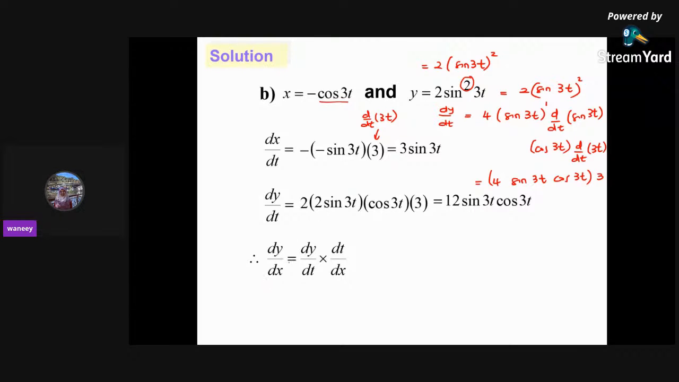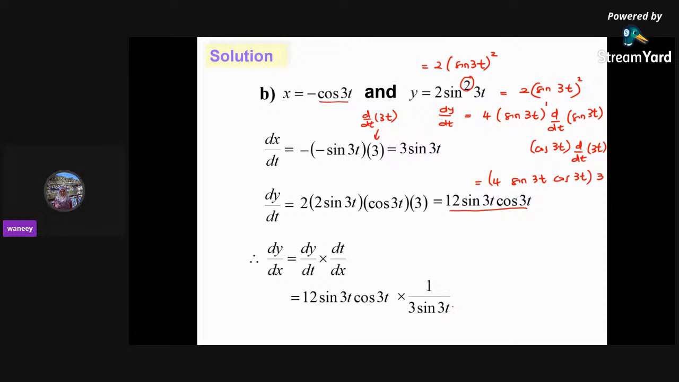So dy over dx is dy over dt times dt over dx. So dy over dt is this one over here. So we're going to get 12 sine 3t cos 3t. And this is dx over dt. So in order to get dt over dx, I have to take the reciprocal of this. So 1 over everything. So it should be 1 over 3 sine 3t.